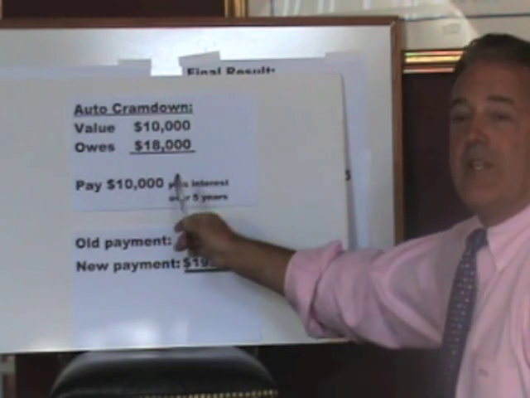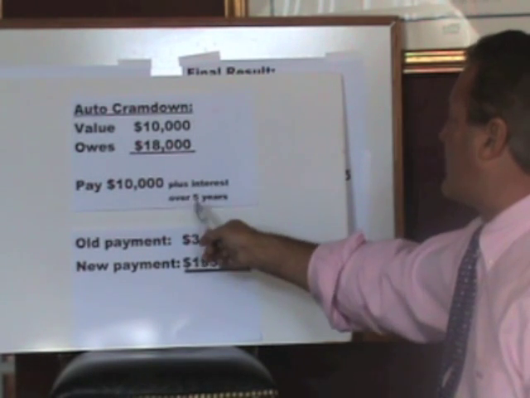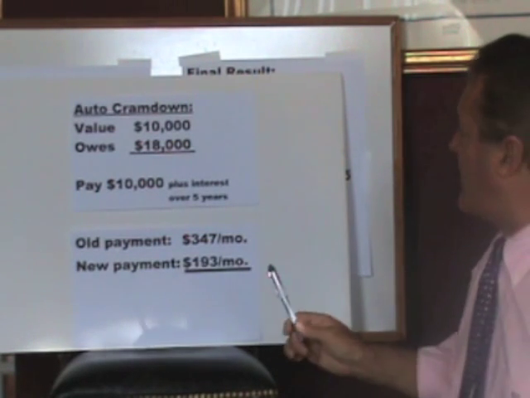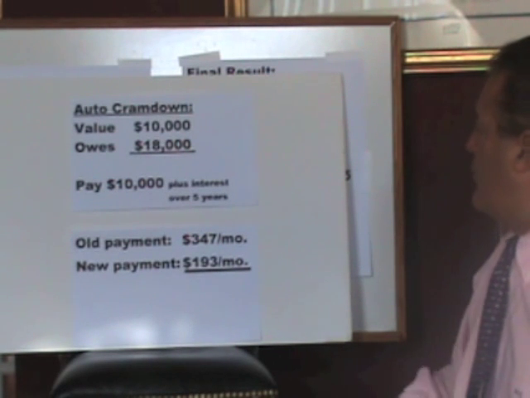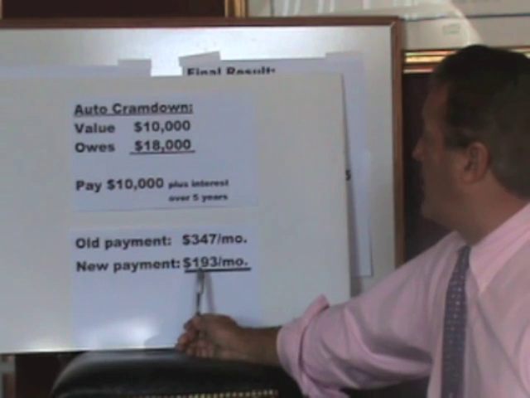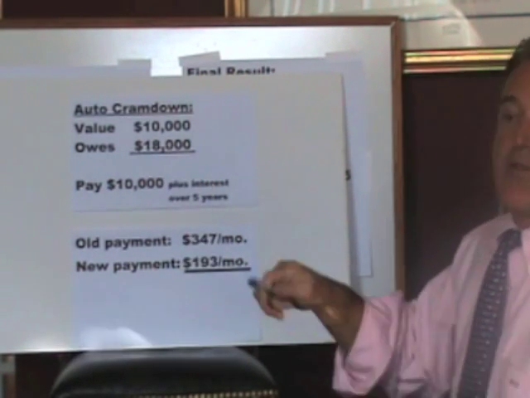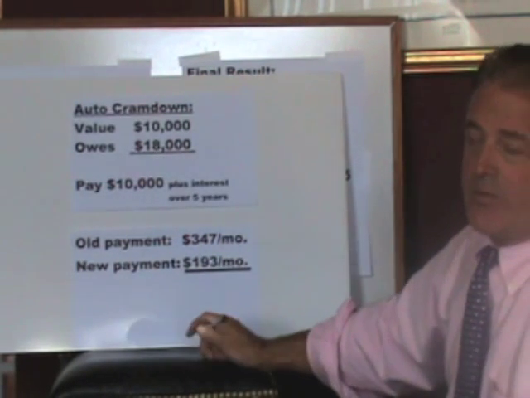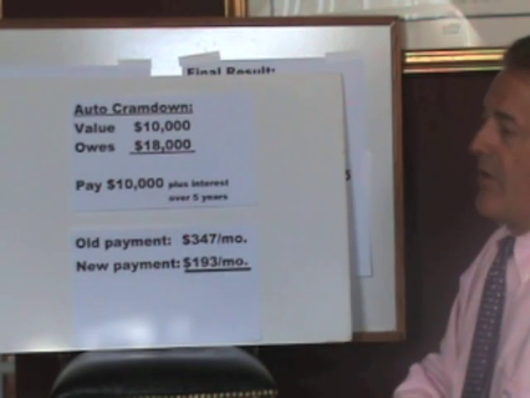Simple. You only pay what the car is worth: $10,000 plus interest over 5 years. In this particular case, I think it was 6% interest. The old payment was $347 a month, and the new payment is $193 a month. How did we get there? We eliminated $8,000, and we extended the term of the loan a couple of years over the 5 years because they were already into it 2.5 years. So the new payment is $193 a month.